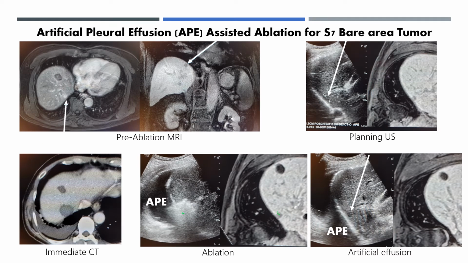Here is a good example for artificial pleural effusion. A tiny 7 mm tumor at the segment 7 bare area. Usually, this area would not be separated by artificial ascites. So I made artificial pleural effusion to minimize the thermal injury to the diaphragm. After 6-minute ablation, you can see the optimal ablation without significant thermal injury to the diaphragm.